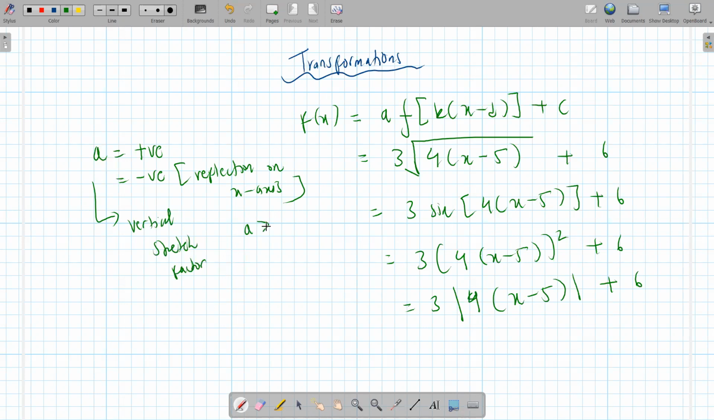If A is greater than 1, or the absolute value of A is greater than 1, it's a vertical stretch. And if the absolute value of A is less than 1, it's a vertical compression.